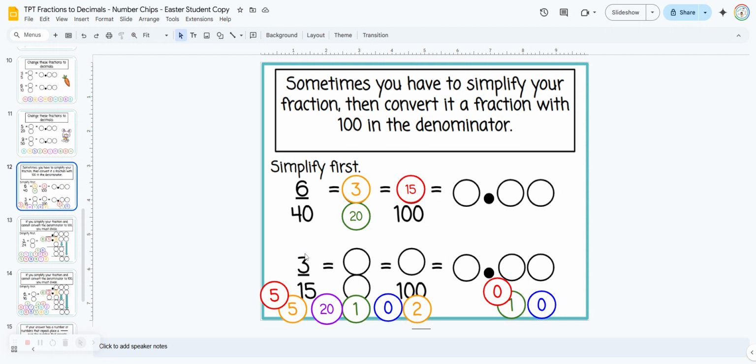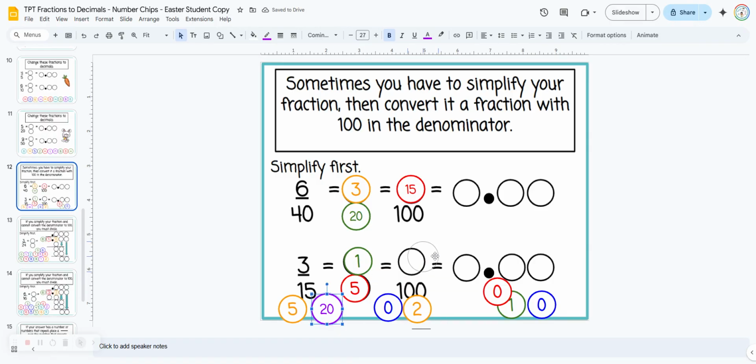This one, 3/15, I just need to divide the numerator and denominator by 3. I get 1/5. Change that to an equivalent fraction by multiplying by 20. And I get 20/100ths, which I can convert to a decimal.